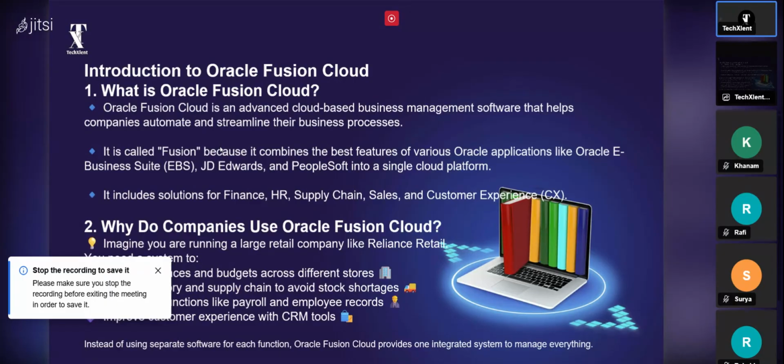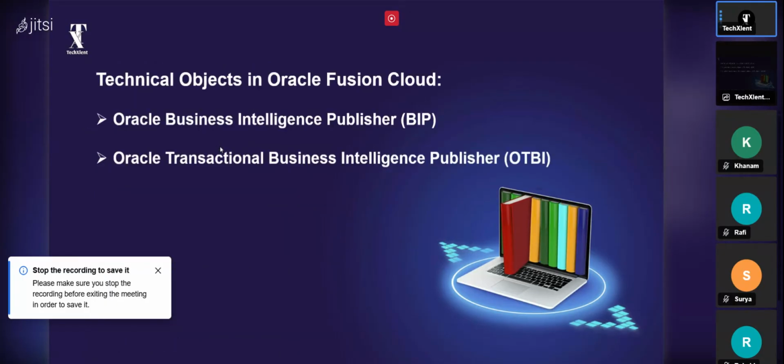And now let's take you through technical objects. What are the technical objects you are going to learn? The technical objects are Oracle Business Intelligence Publisher, and another one is Oracle Transaction Business Intelligence Publisher. What do both of these do? Here is the main question.